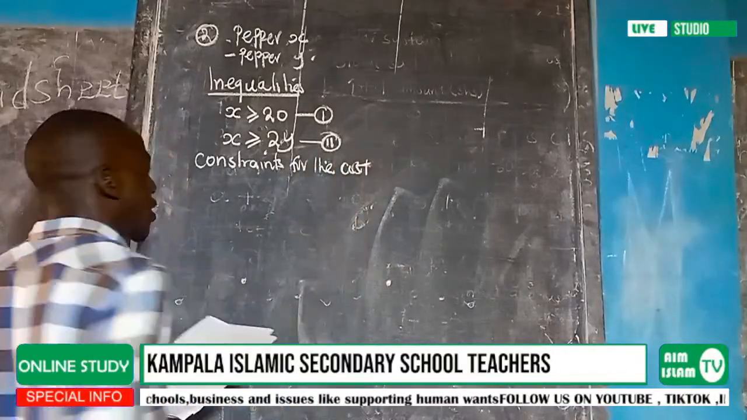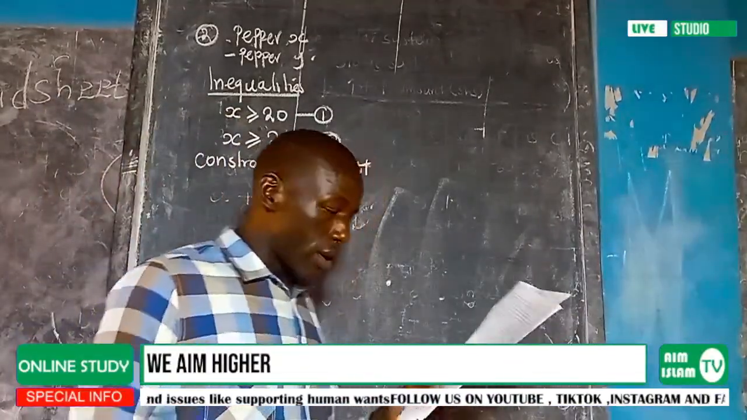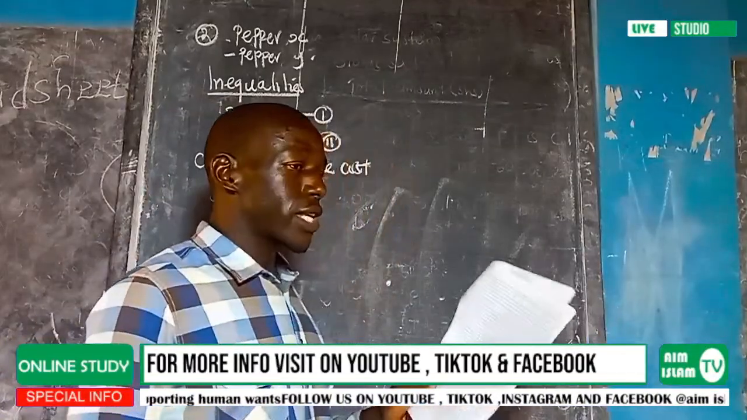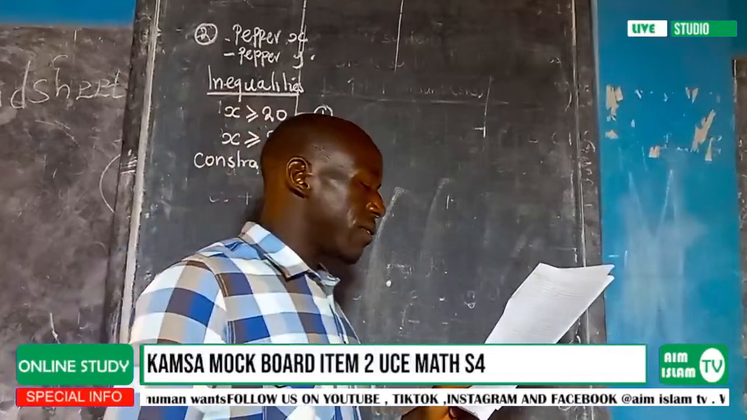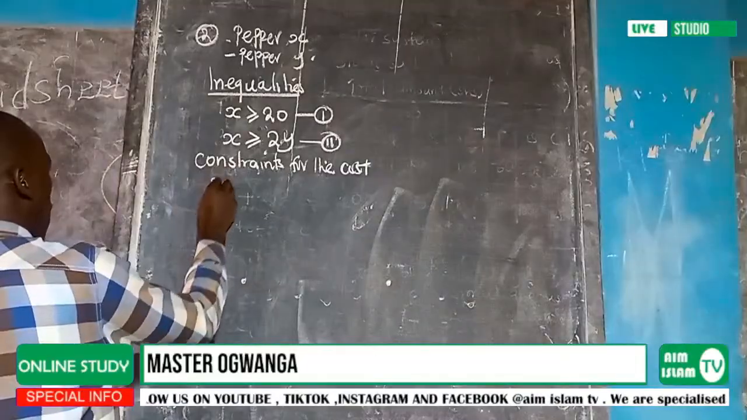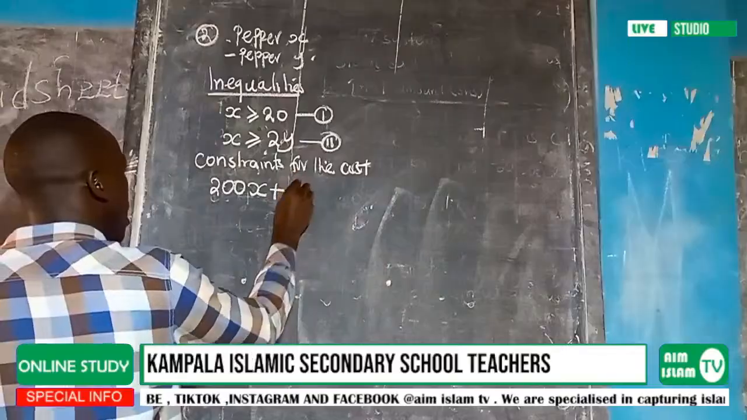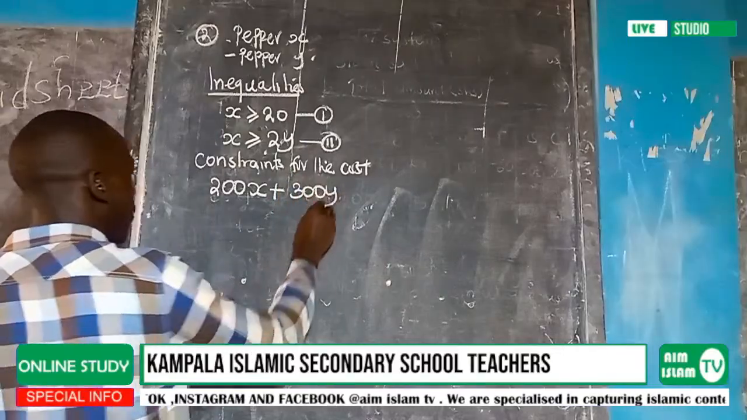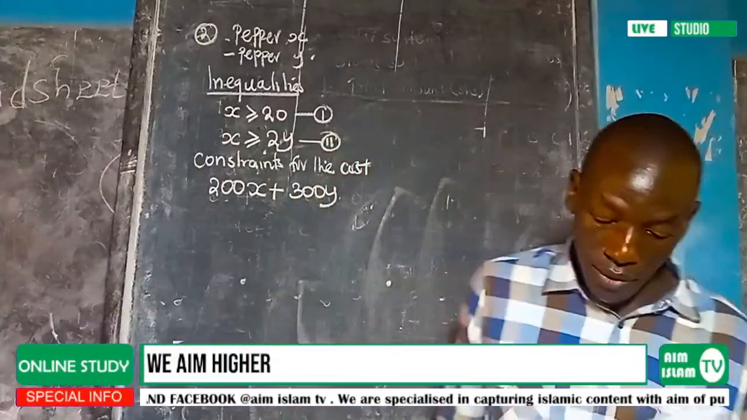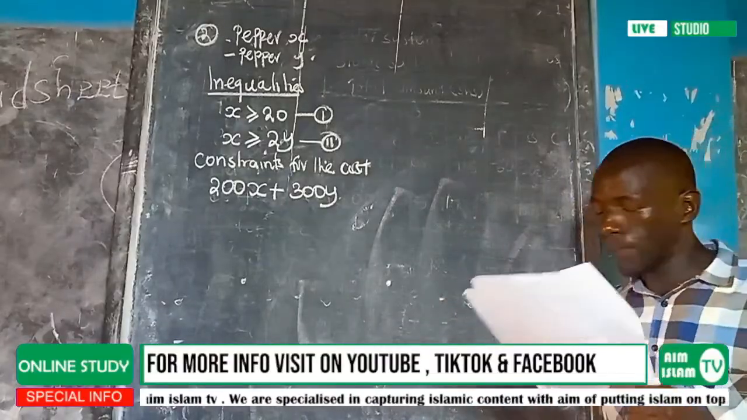The constraint for the cost, they are saying that the cost for X and the cost for Y is 200 and 300 respectively. But the total cost should not exceed 54,000. Meaning that if I get the 200 for X, and then we add it with the 300 for Y, does not exceed means it is either equal to 54,000 or less than 54,000.